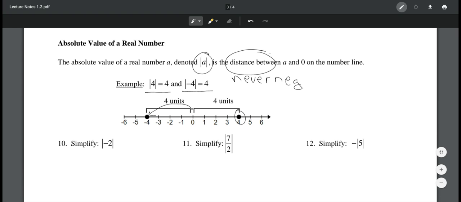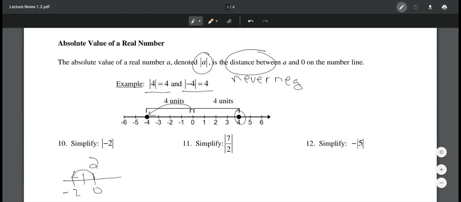So in number 10, the absolute value of negative 2, it takes me 2 steps to get there. If you think about it, here's 0, 1, 2, 2 steps to get to negative 2. So the absolute value, the distance is 2.